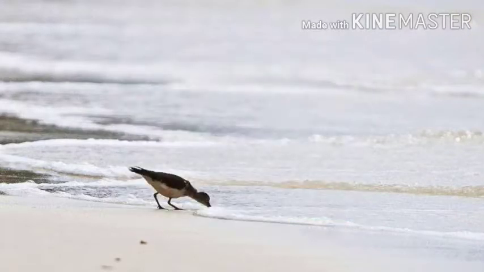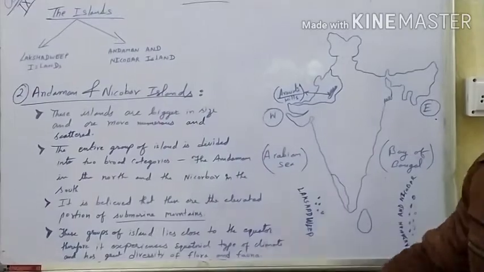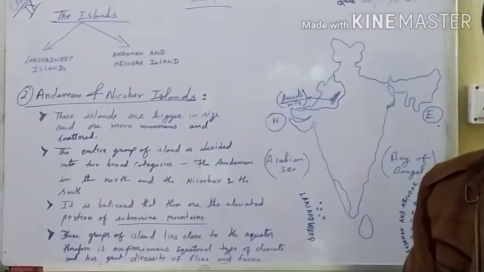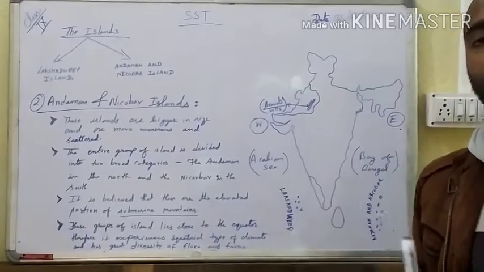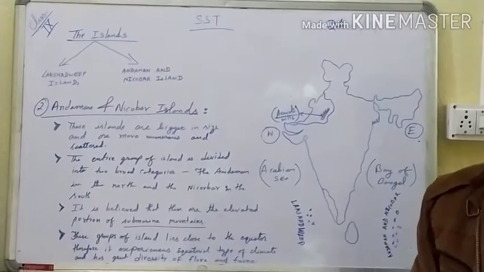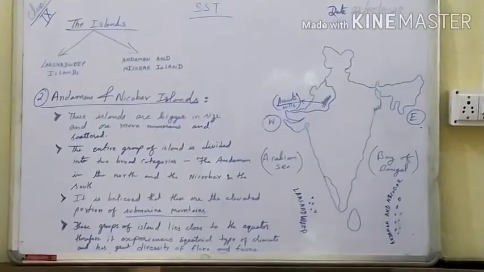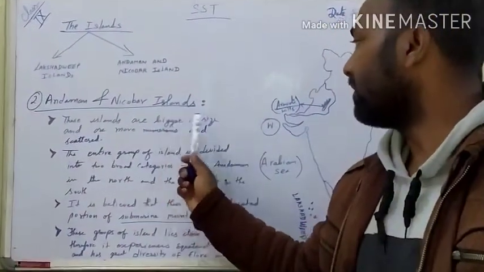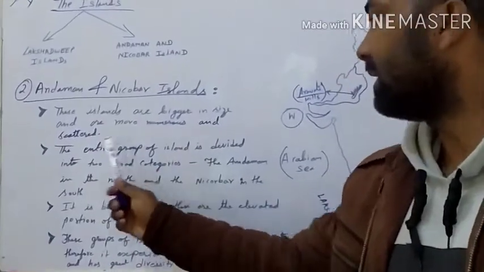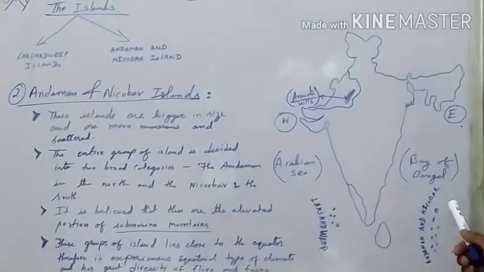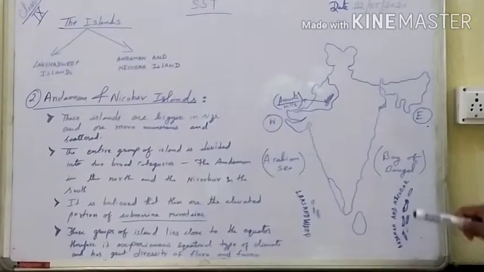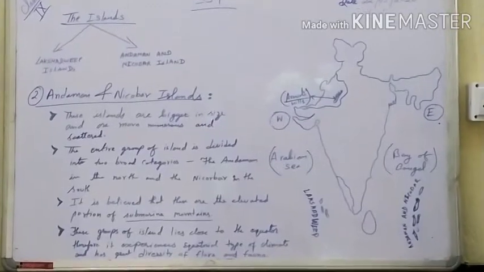Okay, now let us understand about the Andaman and Nicobar Island. This island has great importance to our country. It has great strategic importance for our country. Now let us understand about this island. These islands are bigger in size and are more numerous and scattered. They are bigger in size when we compare them with the other island.